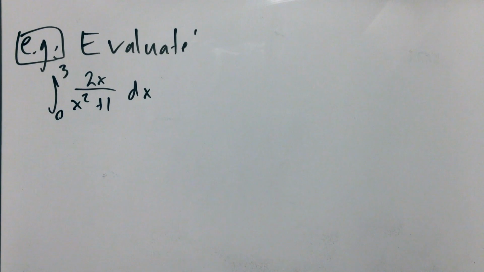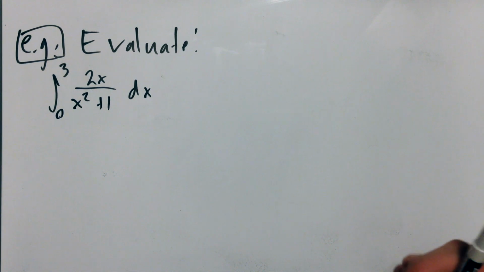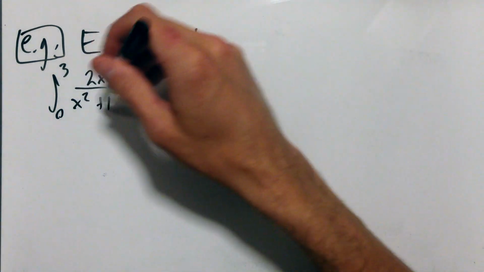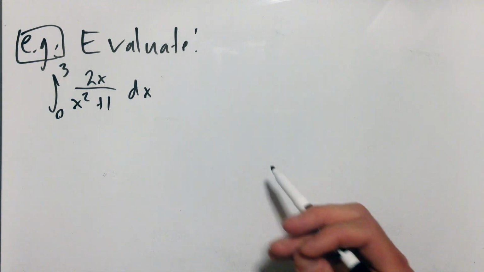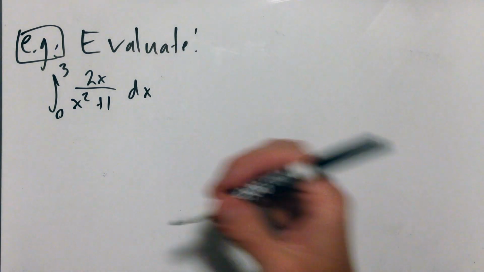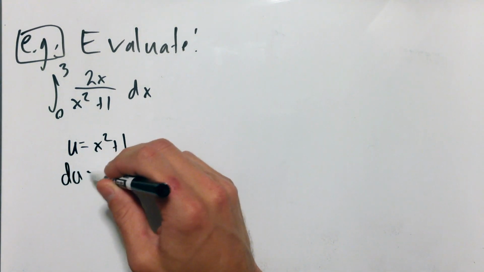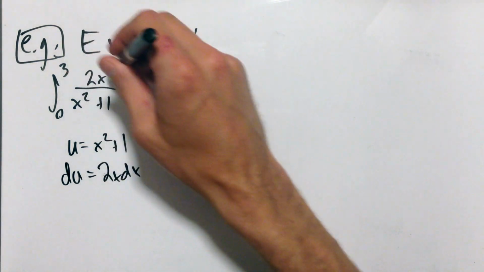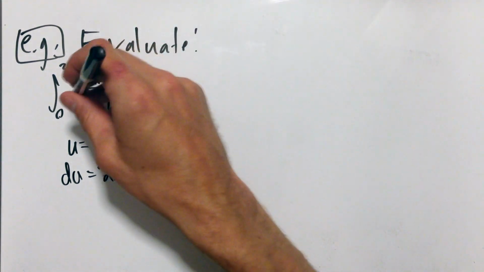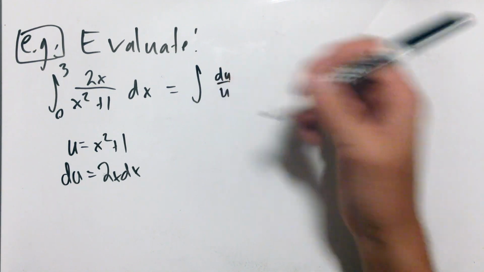All right, now let's evaluate the integral from 0 to 3 of 2x over x squared plus 1 dx. This is, to me, a fairly straightforward substitution example, because in the denominator we've got x squared plus 1. In the numerator we have 2x. 2x is the derivative of x squared plus 1. So let's let u be x squared plus 1. du is equal to 2x dx. There's my du, 2x dx. There's u in the denominator, so we get the integral of, let's write it as du over u, fine.